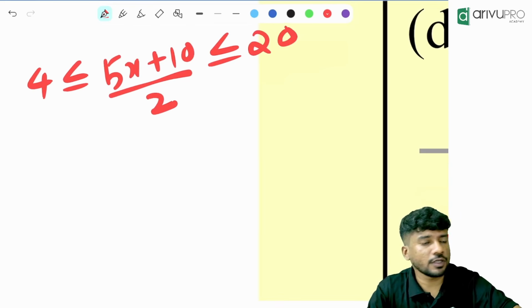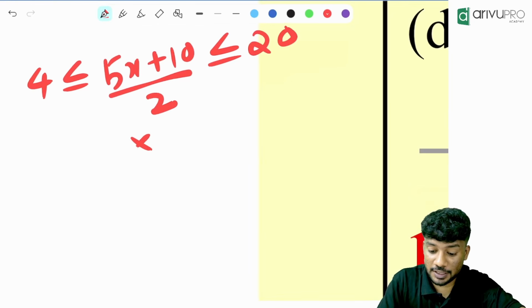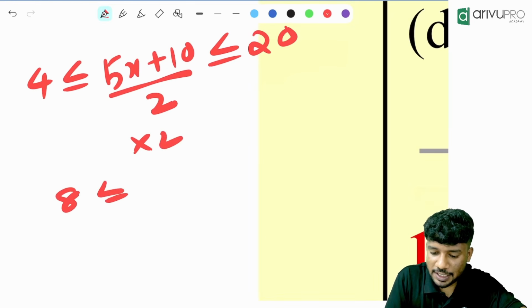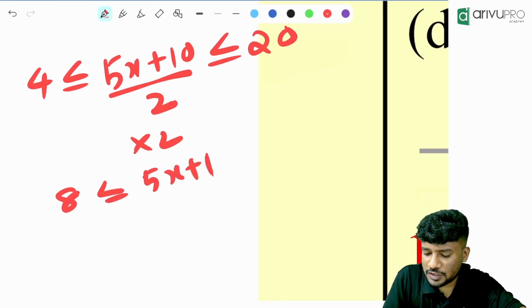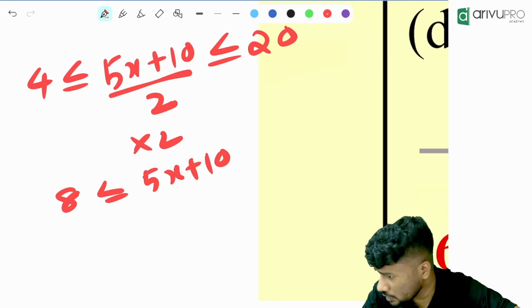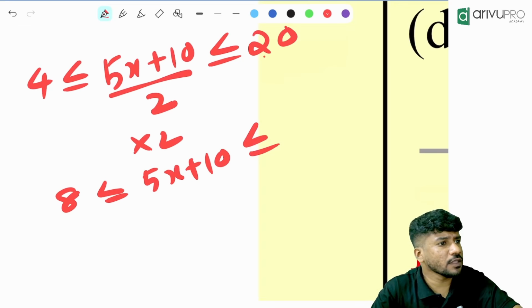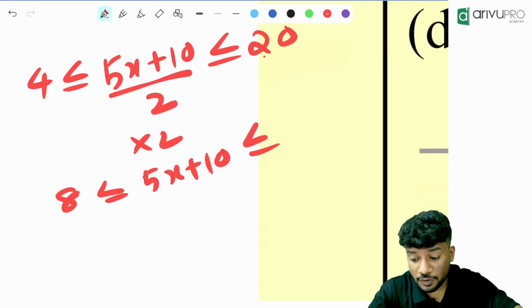First step will be what? Multiply everything with 2. That is the first step. So 4 into 2 will become what? 8, less than or equal to 5x plus 10. The 2 and 2 will get cancelled off, less than or equal to 2 into 20 will become what, people? 2 into 20 will become 40.